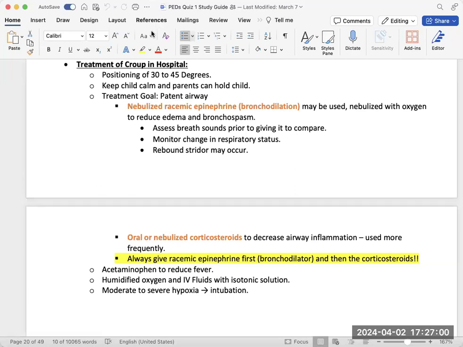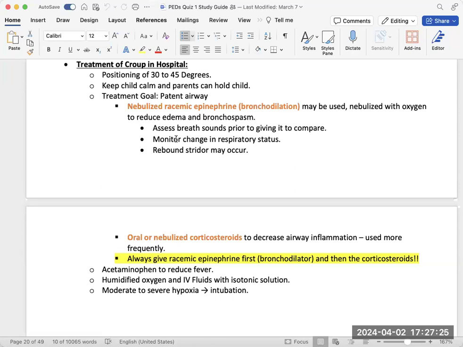One thing that we can give is a nebulized racemic epinephrine, which is a bronchodilator, which would be used with oxygen to reduce the edema and bronchospasms that they're having. So before we give it, we obviously need to assess breath sounds so we know what we're dealing with before and after. Like, is the medication helping? We want to monitor for any changes in respiratory status. And we also need to be aware that rebound stridor can occur.